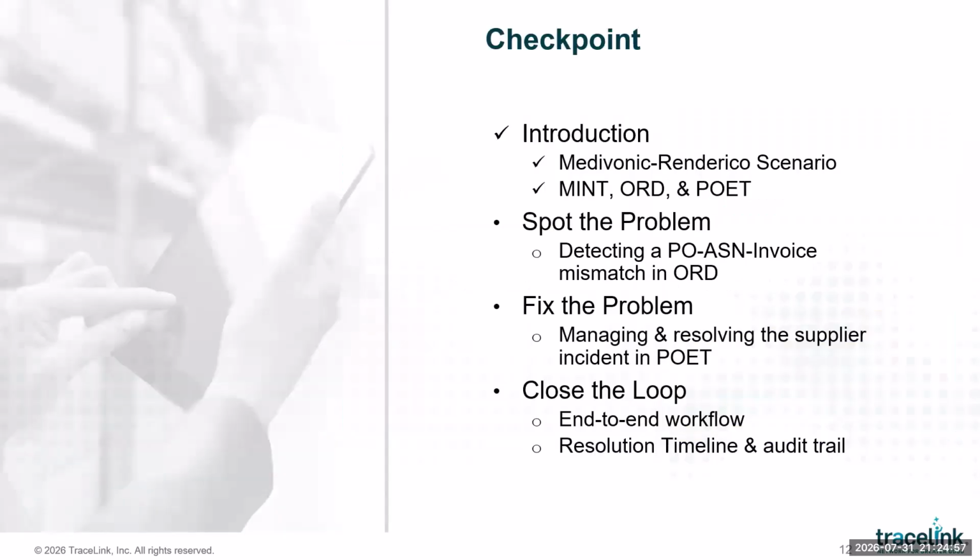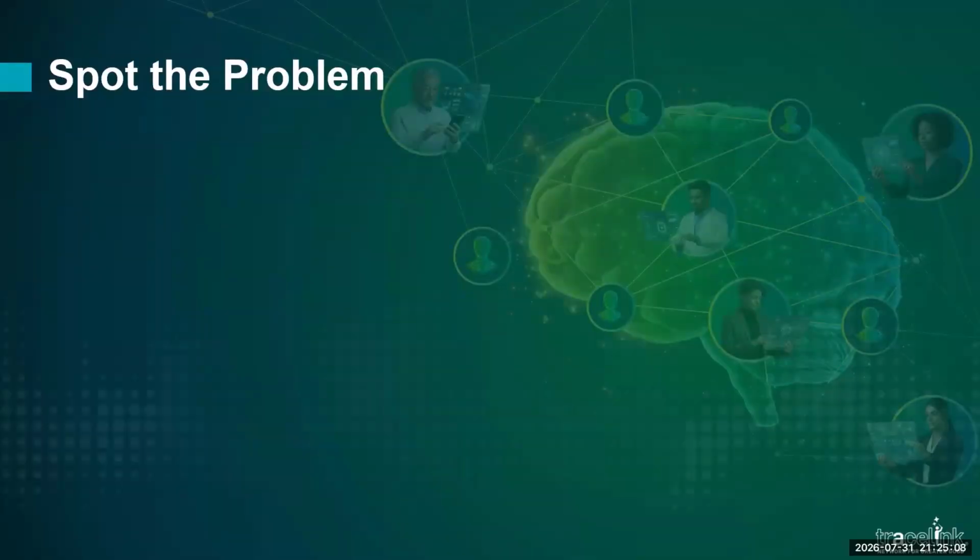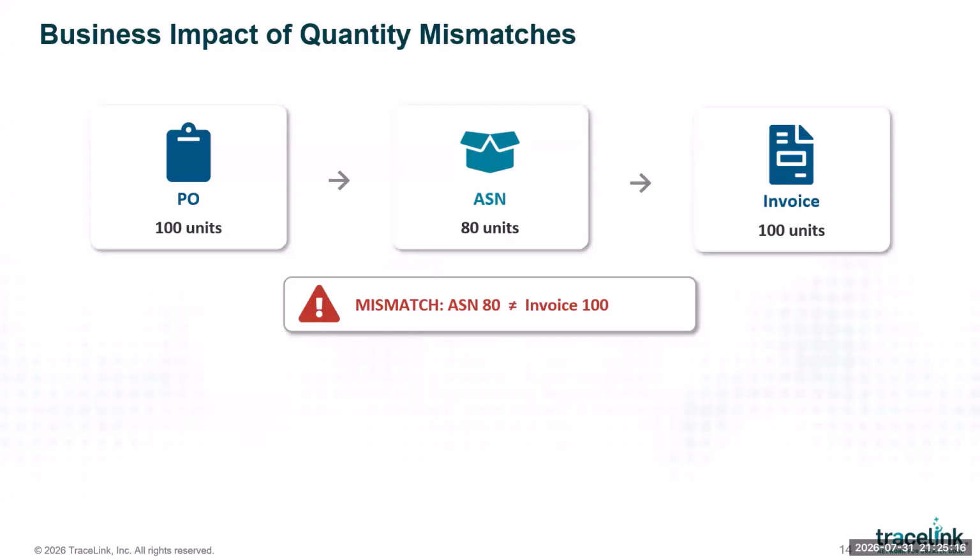Now on to Spot the Problem. We're going to go from a raw transaction flow all the way to a flagged discrepancy sitting in an ORD report. Let's try to analyze the business impact of this scenario.